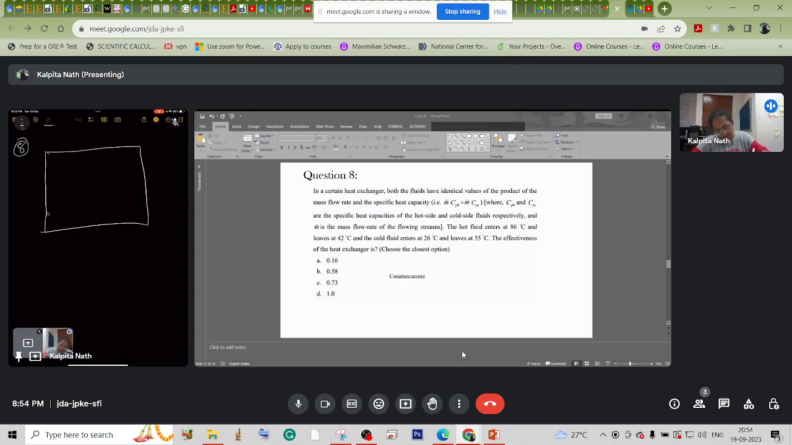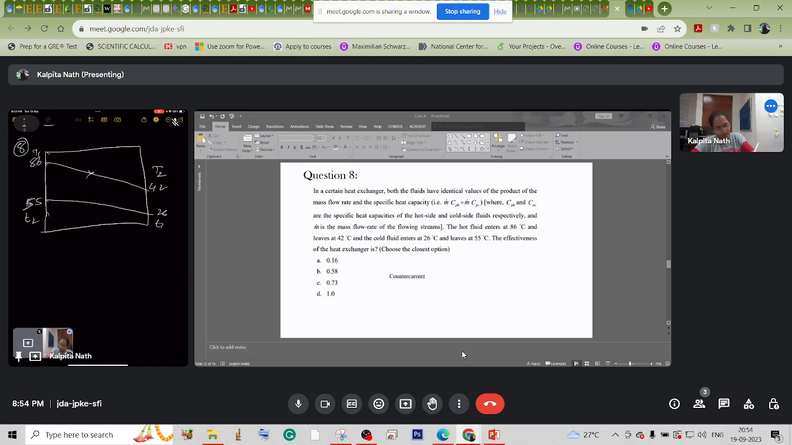So for this, let us make this question a bit more understandable, a bit simpler. So we know this diagram for the heat exchanger. Let us consider it counter current flow, as it is already given. So this is 86, this is 42, this is 26, this is 55. This is the outlet temperature of the cold fluid, the inlet temperature of the cold fluid. This is the inlet temperature of the hot fluid. This is the inlet temperature of the cold fluid.